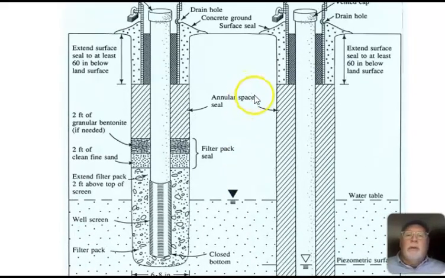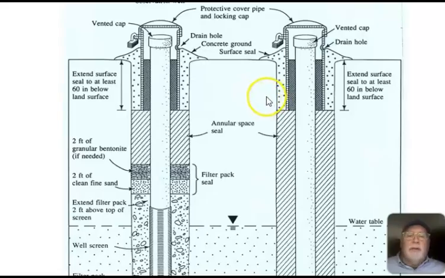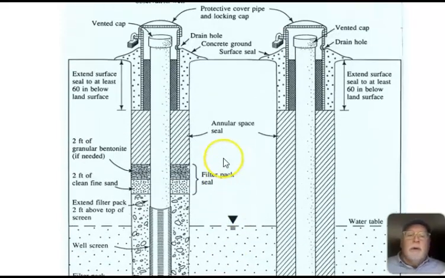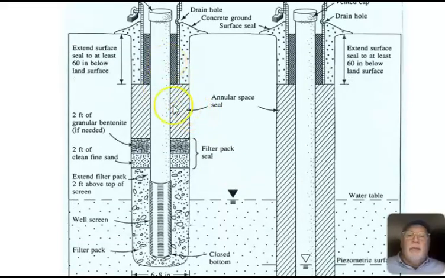And so these are like the monitoring wells we would put in at gas stations. First, this one here, they call it a water table observation well and piezometer. Piezometer means pressure meter. So they're just put in to know where the water is. So you have the screen in it, you drill the hole, and then you put a pipe in that's smaller than the hole, and you have a screen on there.